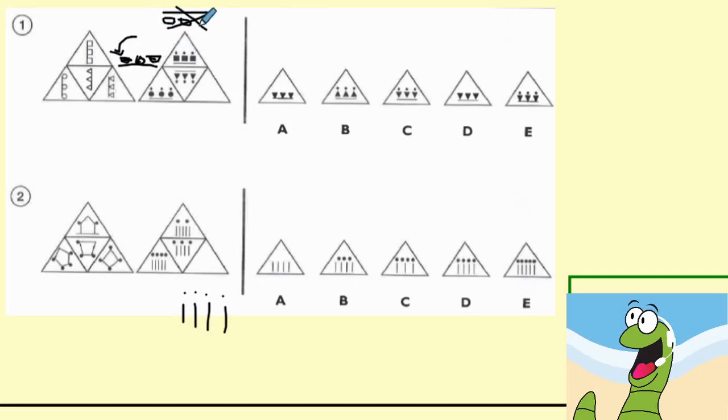So let's have a look. Let's see what we can eliminate. Rid of that one straight away. Okay, even though they are triangles, even though they're sitting in the right direction, there are no dots. Each one does. Okay.